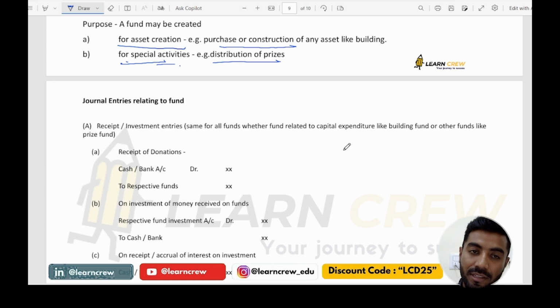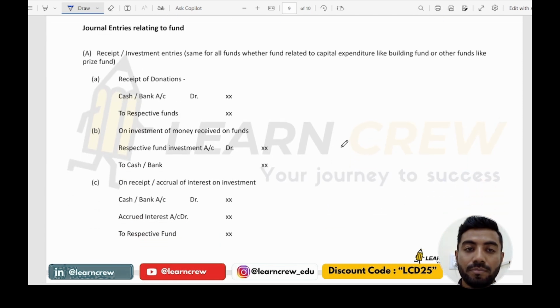Now we look into the journal entries relating to the fund. Whenever you are receiving the fund, the receipt or investment entry is the same for all funds, whether a fund related to capital expenditure like a building fund or other funds like a prize fund. Whenever you receive any fund, debit the cash or bank account and credit the respective fund account.